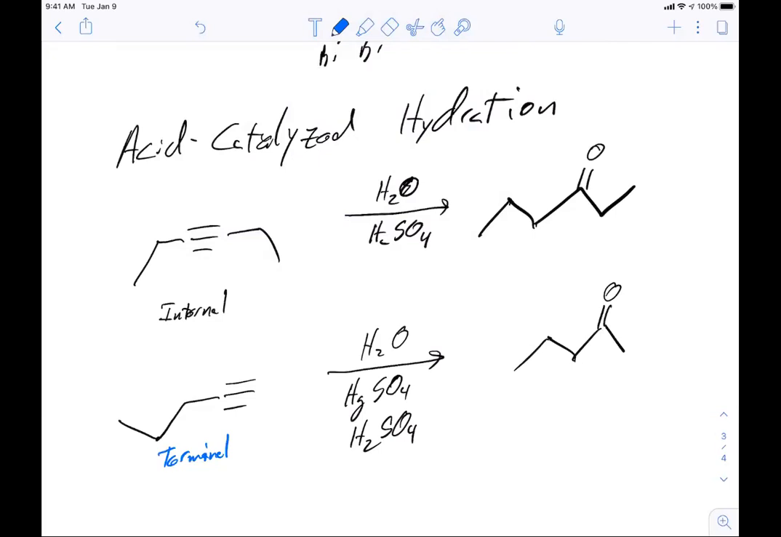For the terminals, you should add the mercury, right? So water, mercury, and sulfuric acid. So this one gets kind of complicated. Sometimes you'll see them using the mercury for everything, but there are problems where they just put the water and sulfuric acid, and it works for internals. So I won't ask you to differentiate. I'm not going to show you an internal and then give you 2 choices, one with mercury and one without.